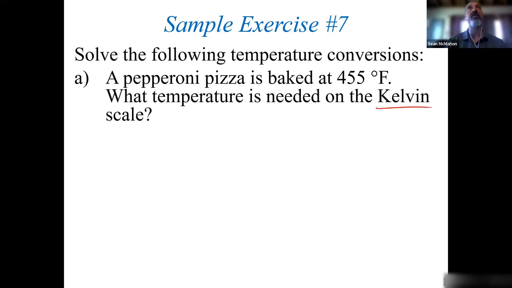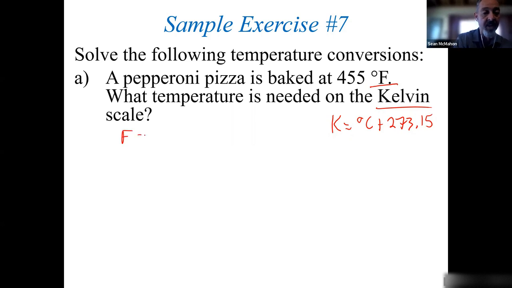So I have to think to myself, all right, do I remember the Kelvin formula? Yeah, Kelvin was degrees Celsius plus 273. And I'll add the 0.15. You don't really need to for this class, but I'll put it there. The problem is I don't really have Celsius to solve for Kelvin. I have Fahrenheit, but I do know that Fahrenheit was 1.8 degrees Celsius plus 32.